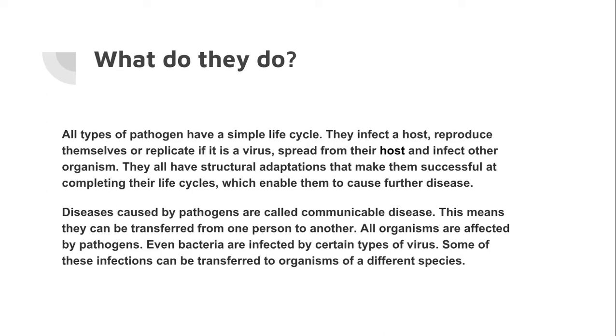All types of pathogens have a simple life cycle. They infect the host, reproduce themselves, or replicate if it is a virus, and spread from their host to infect other organisms. They all have structural adaptations that make them successful at completing their life cycles, which enable them to cause further disease. Diseases caused by pathogens are called communicable diseases. This means they can be transferred from one person to another.